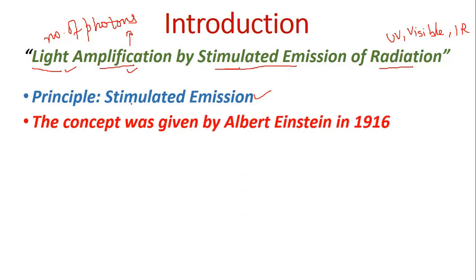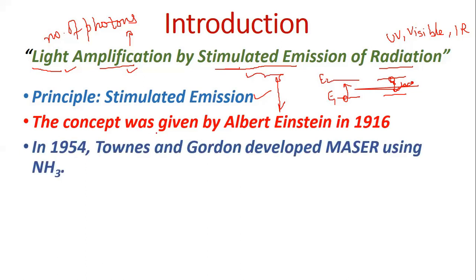Then we have the concept of stimulated emission. The concept was given by Albert Einstein. Actually, what happens in any light source, what is the requirement? There is a ground state in which we have an atom and there is an excited state. Whenever you supply some energy, the electron goes from the ground state to the excited state. When it comes back from the excited state to the ground state, there is emission of a photon. So we call it the emission and absorption phenomenon. But in case of laser, we have a third phenomenon, which is known as stimulated emission, and this concept was given by Albert Einstein.